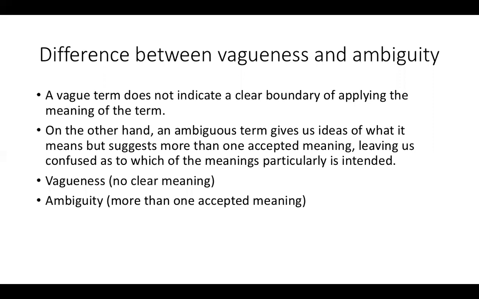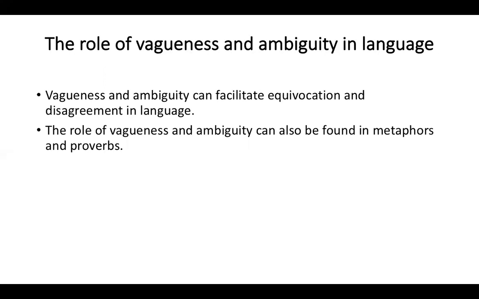Now, the difference between vagueness and ambiguity. A vague term does not indicate a clear boundary of applying the meaning of the term. On the other hand, an ambiguous term gives us ideas of what it means, but suggests more than one accepted meaning, leaving us confused as to which of the meanings particularly is intended. So, in summary, vagueness means no clear meaning. Ambiguity means more than one accepted meaning.